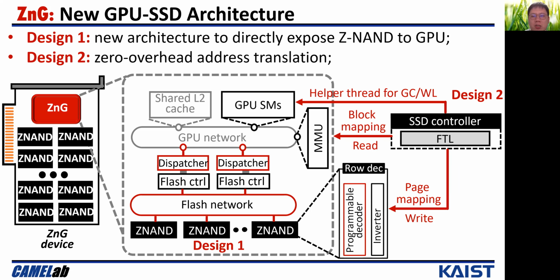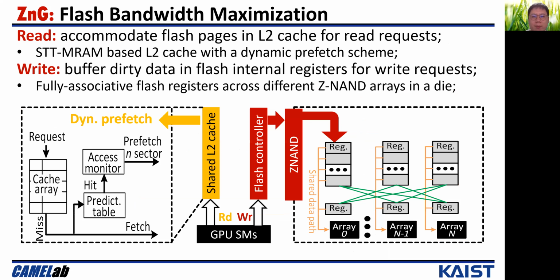We split the functions of FTL into 3 parts. A block mapping table is integrated into the MMU to serve the read request. A read mapping table is integrated into a ZNAND internal row decoder to serve the write request. We also create a helper thread for the flash block merging, garbage collection, and wear leveling.